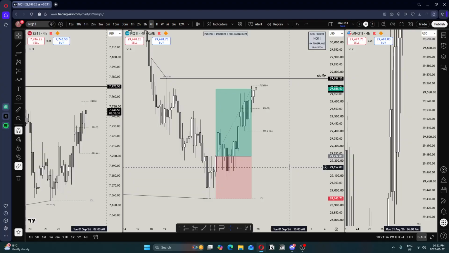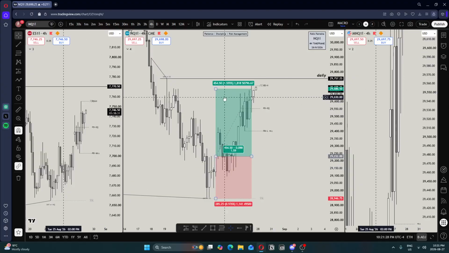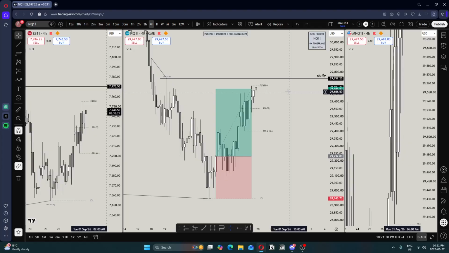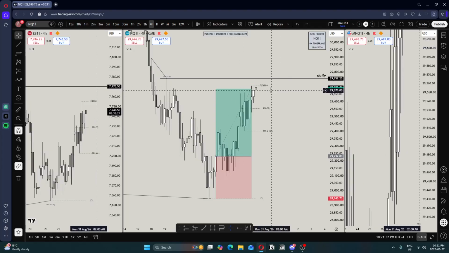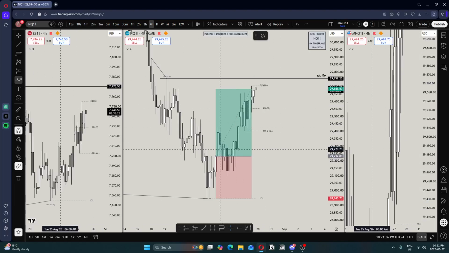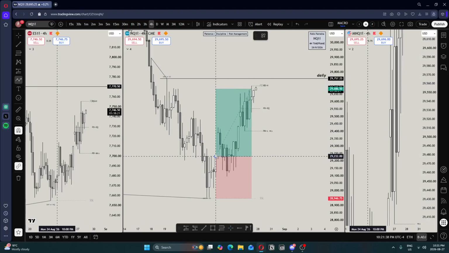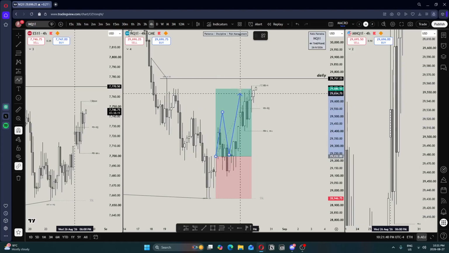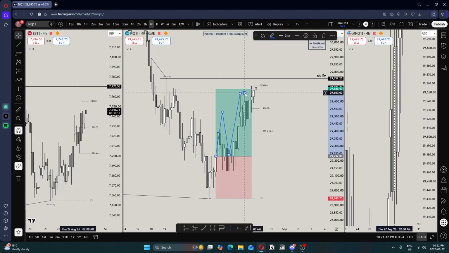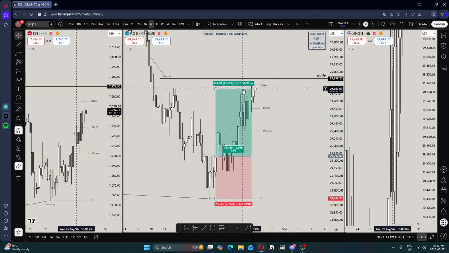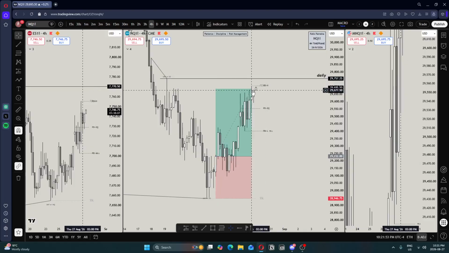My take profit in this case would be in the form of a limit order, meaning my take profit / limit order would be set up here. Price comes up, reaches my limit order here, and as soon as price hits right here, the limit order, my position is automatically closed at this point, and I'm completely out.